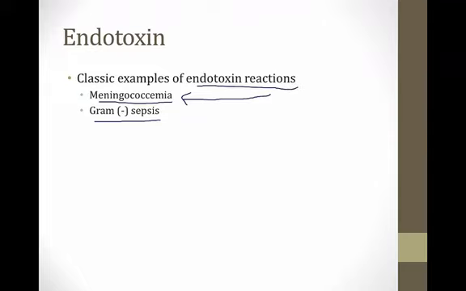Also, patients who have sepsis from a gram-negative bacteria can get very sick. So for example, if someone has a urinary tract infection and the E. coli, which is a gram-negative bacteria, gets into the bloodstream, they can develop gram-negative sepsis, which is also a very serious condition. There's often shock and hypotension, and this is also related to the endotoxin.